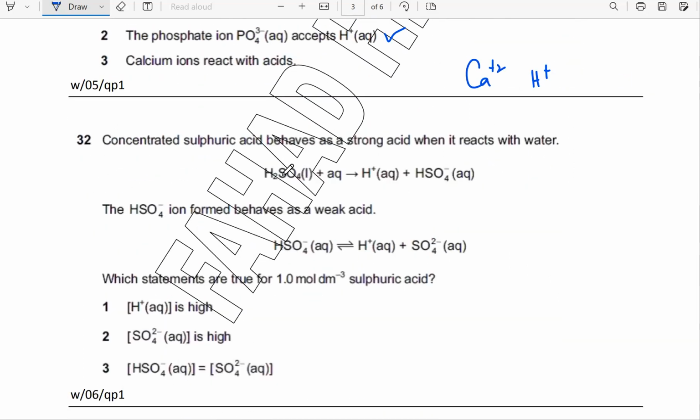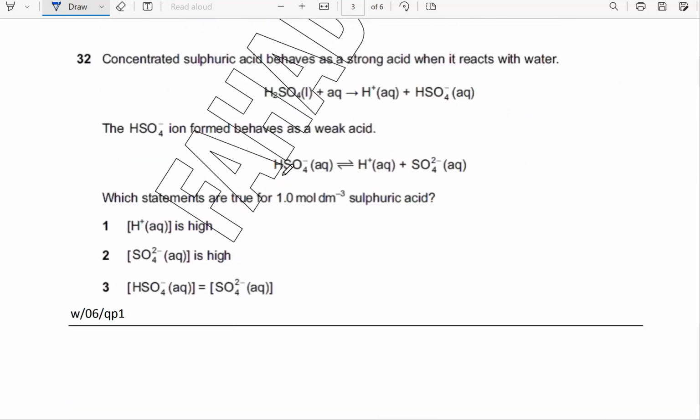Okay. As the next one, he's saying that sulfuric acid behaves as a strong acid. So sulfuric acid is a strong acid, while this ion over here behaves as a weak acid. So which statement about 1 mole per dm cube sulfuric acid is true?